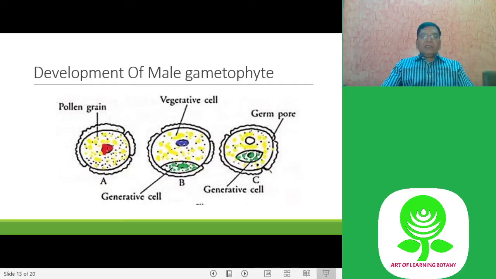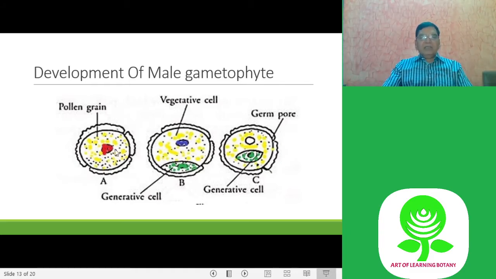Okay. Now, we will see this one. You see, this is the pollen grain. This pollen grain has a thick pollen wall around it, and there are small points which are thin. Now, there are the organelles, and they accumulate to one side.